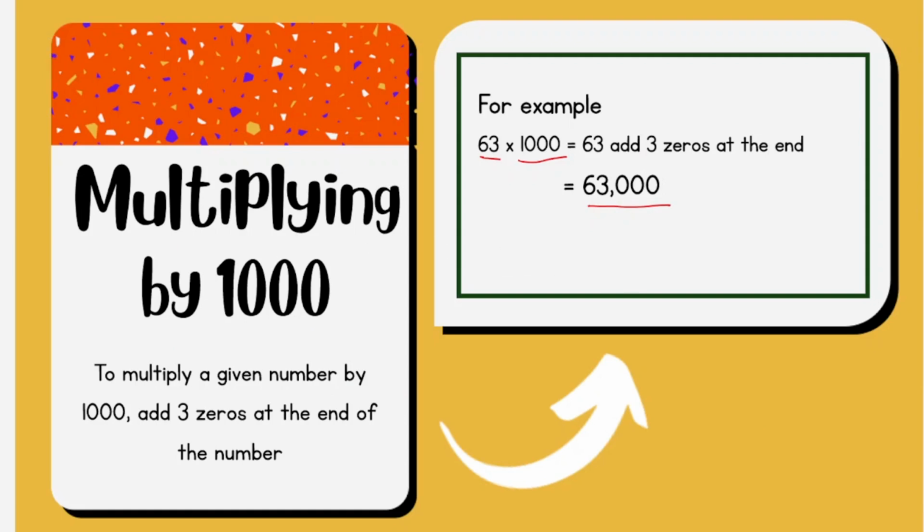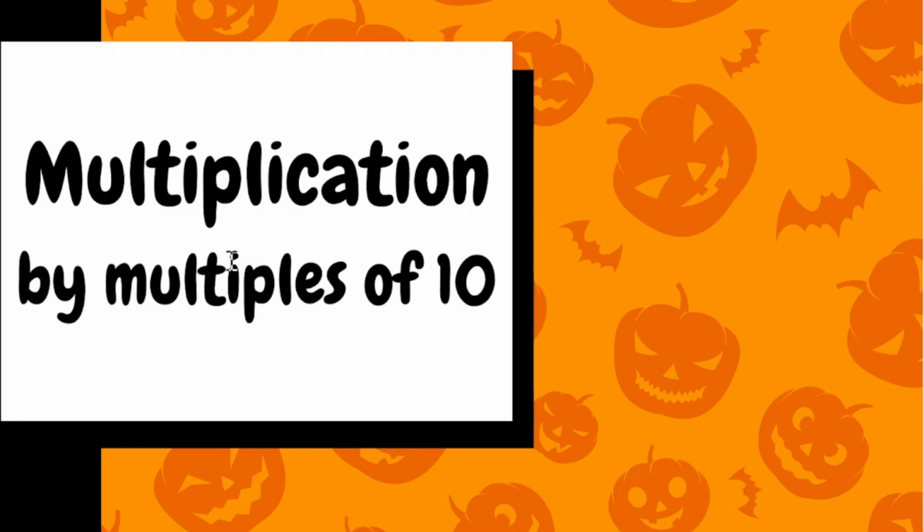We have learned how to multiply any whole number by a power of 10, that is 10, 100, 1,000, 10,000, 100,000, 1,000,000, and so on. Now we want to look at multiples of 10. How do we multiply by multiples of 10? The first thing we need to do is understand what multiples are. When we say multiples of a number, what does that mean?